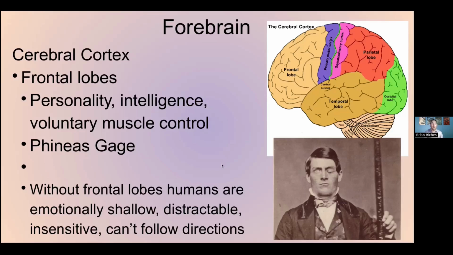Before, he was a reliable worker. People said he was a nice guy. After the accident, he was basically a jerk. He was shallow, distractible, wouldn't follow directions, often wouldn't come to work, all sorts of things like that. So it really went to show us that this frontal lobe was a big part of our personality and where that is kind of housed within our brain.